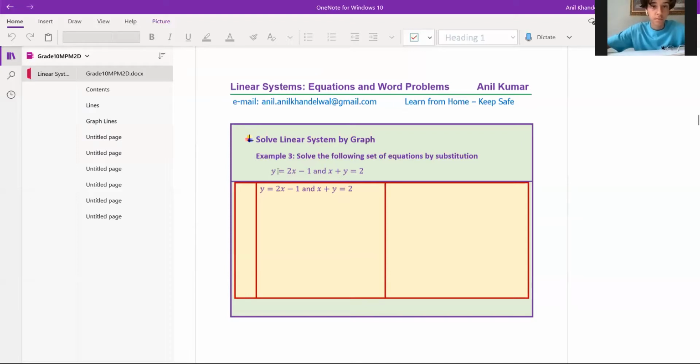But you can see right here, y equals 2x minus 1, and the other equation is x plus y equals 2. So you could substitute the value of y, which is 2x minus 1, in the second equation.